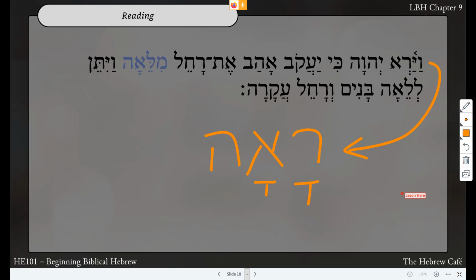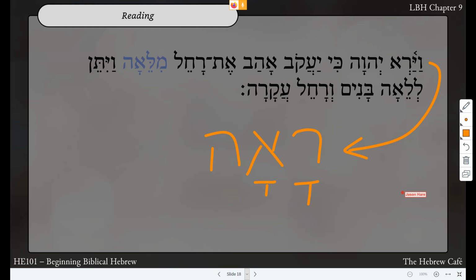All right, so the first word comes from Ra'ah, he saw. Vayar, and he saw. Okay, do you want to translate it? And the Lord saw that Jacob loved Rachel more than Leah, and he gave to Leah sons, and Rachel was barren. Akara.